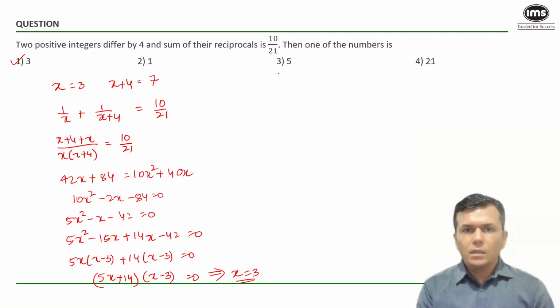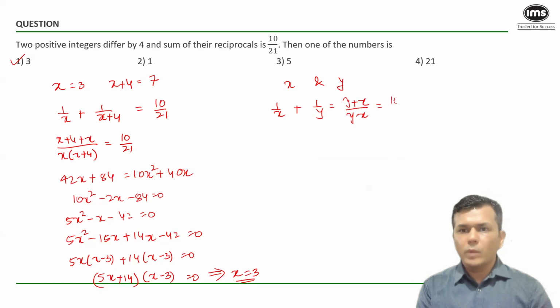Alternatively, we can say that, let's say the positive integers are x and y only. So x and y are the integers. Their reciprocals are 1 upon x and 1 upon y. Now what is their summation? 1 upon x plus 1 upon y. And if we simplify that, it is going to be (y plus x) upon (y into x), right? And that is given to us as 10 upon 21.